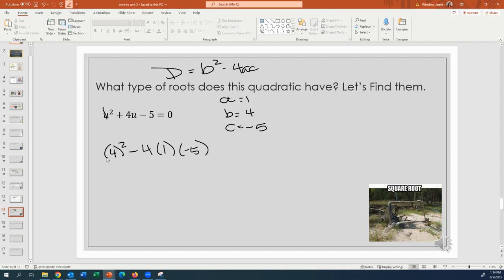Remember, you can use your Desmos. 4 squared is 16. Negative 4 times negative 5 is positive 20. And we have 36. So in fact, 36 is greater than 0, which means there are two real roots. And if we were to graph this on the Desmos calculator, you would see, let's look.